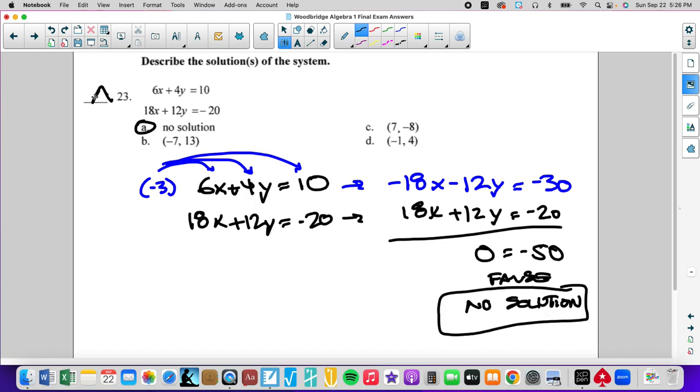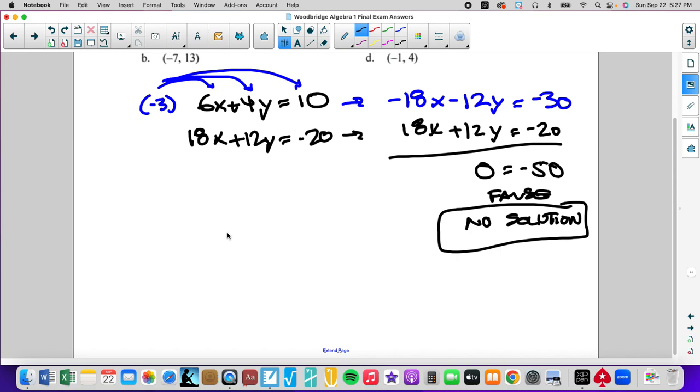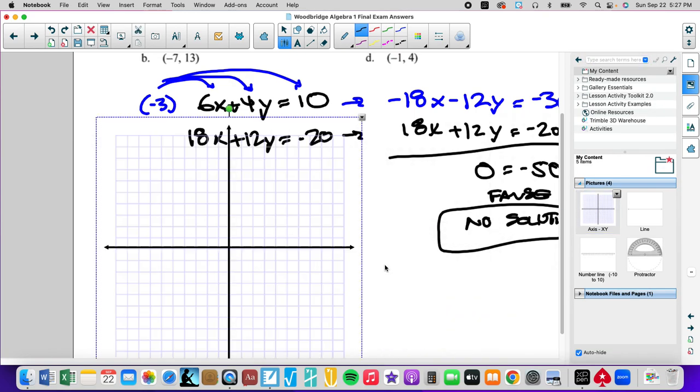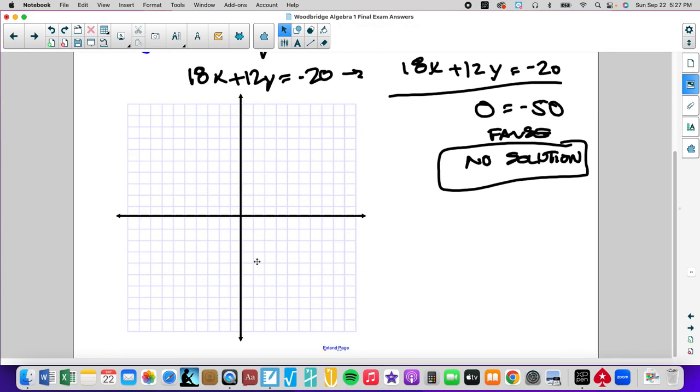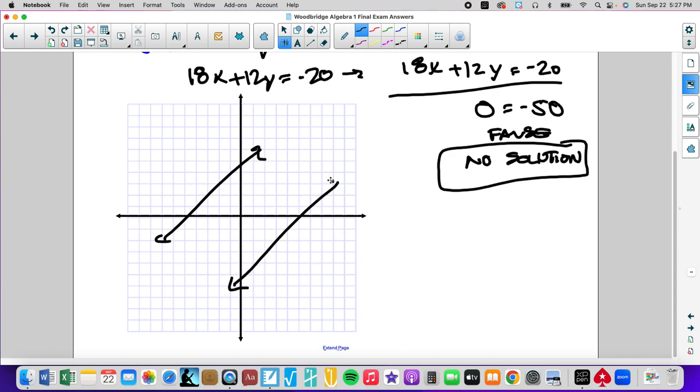So tell me, what do you think? How could those lines be drawn if they don't intersect anywhere? If we have these lines, how could that look? They'd have to be parallel to each other. That's the only way they would never intersect. So we know that these two lines are parallel lines. Parallel lines have the same slope, but different y-intercepts. If they had the same slope and the same y-intercept, they would be the same line.